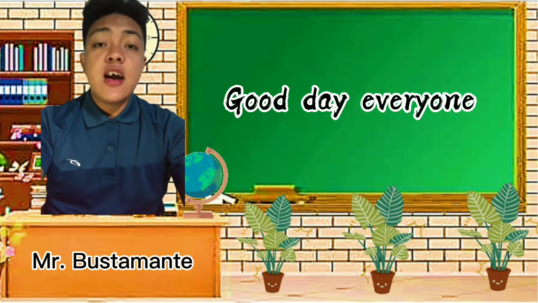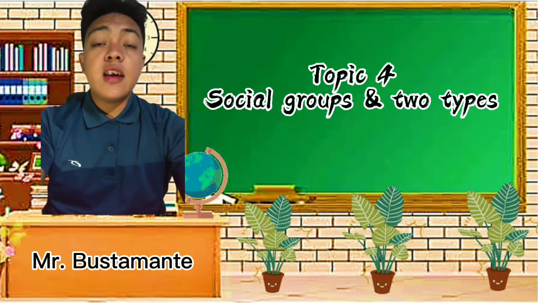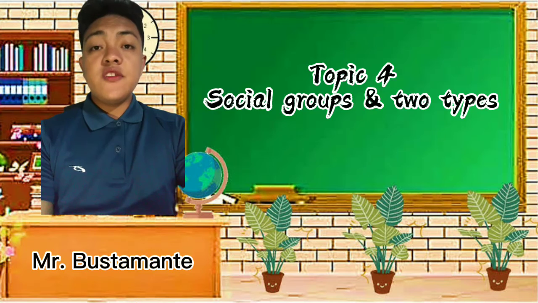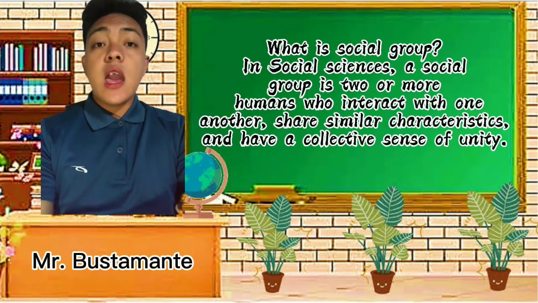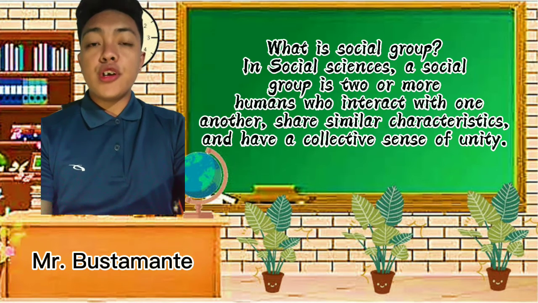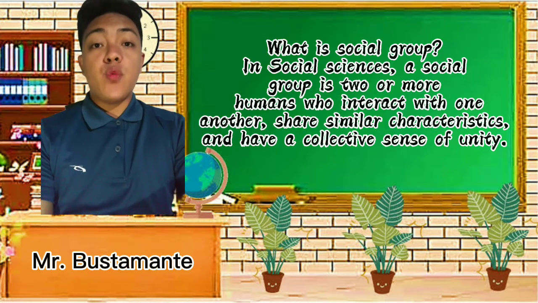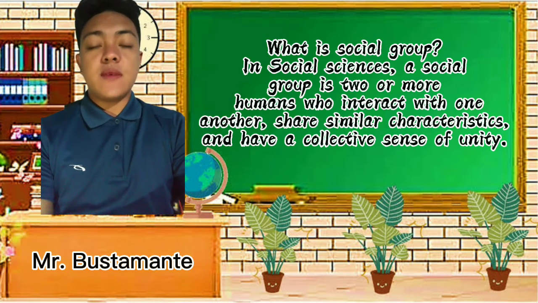5, and 6. For topic 4, it is all about social groups and its two types. The main definition of a social group in social sciences is two or more humans who interact with one another, share similar characteristics, and have a collective sense of unity.